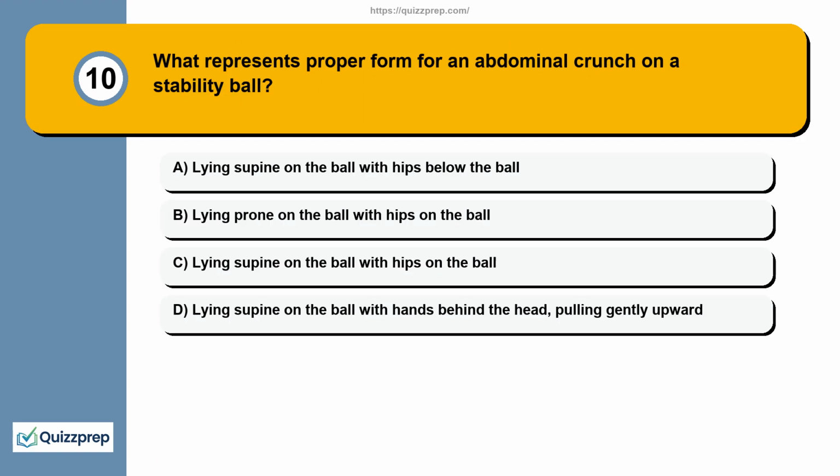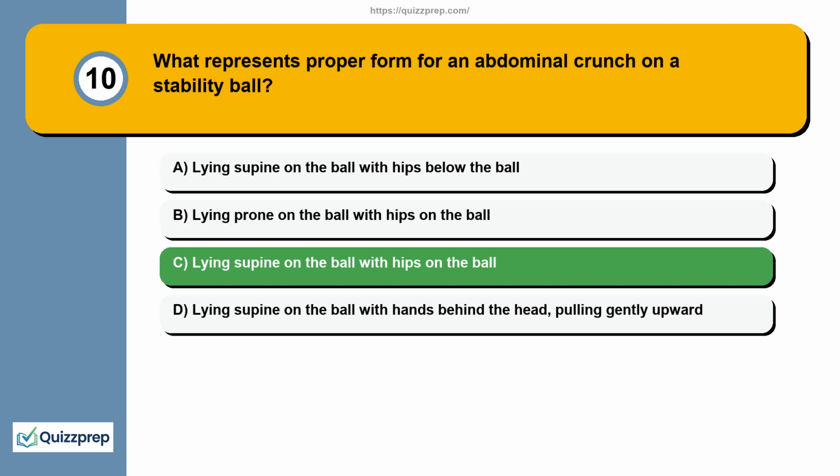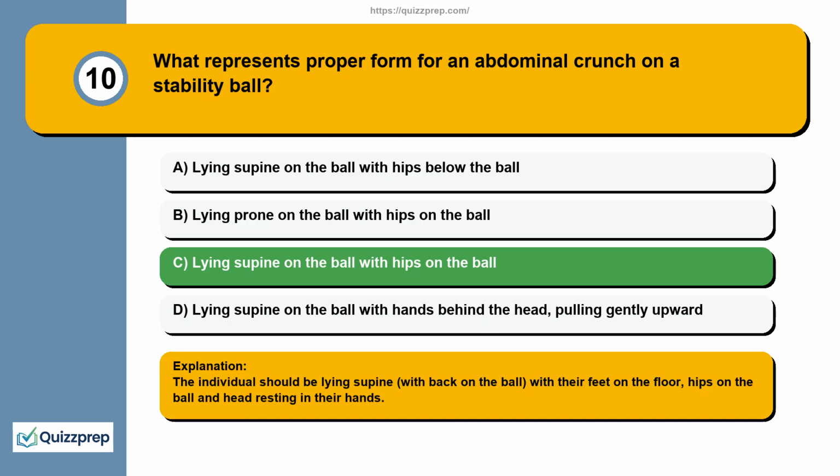Question 10. What represents proper form for an abdominal crunch on a stability ball? Lying supine on the ball with hips below the ball, lying prone on the ball with hips on the ball, lying supine on the ball with hips on the ball, lying supine on the ball with hands behind the head, pulling gently upward. The individual should be lying supine, with back on the ball, with their feet on the floor, hips on the ball and head resting in their hands.